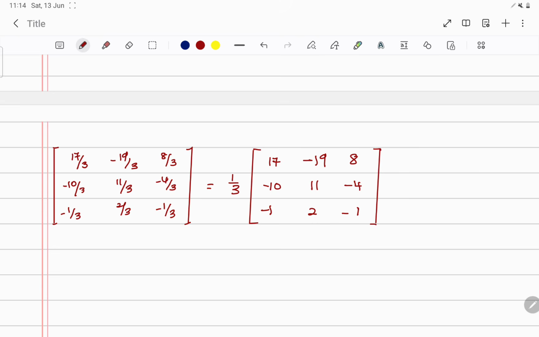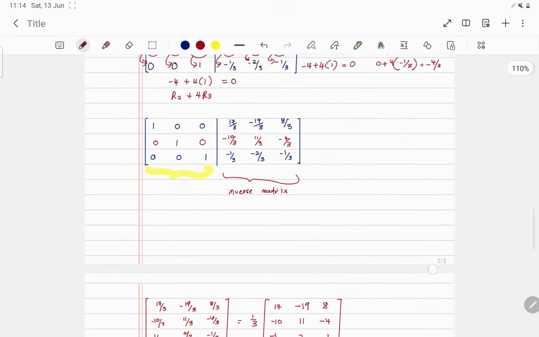So you're done for the inverse matrix. So that's it for inverse matrix.